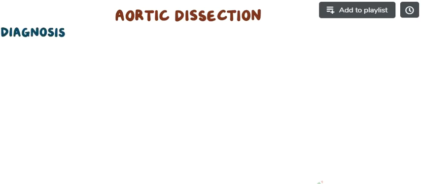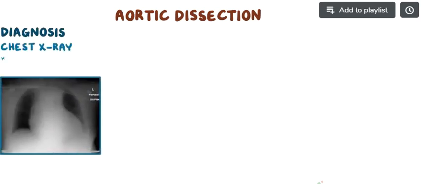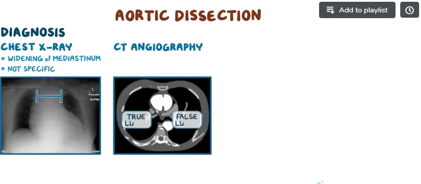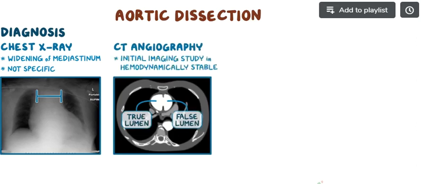A diagnosis of aortic dissection depends upon finding the dissection on imaging studies, which defines the extent of aortic involvement. A chest X-ray shows widening of the mediastinum, which is a helpful clue, but is not a specific sign for aortic dissection. The diagnosis is usually confirmed with a CT angiography showing a true and a false lumen, and this is generally done as the initial imaging study in hemodynamically stable individuals.